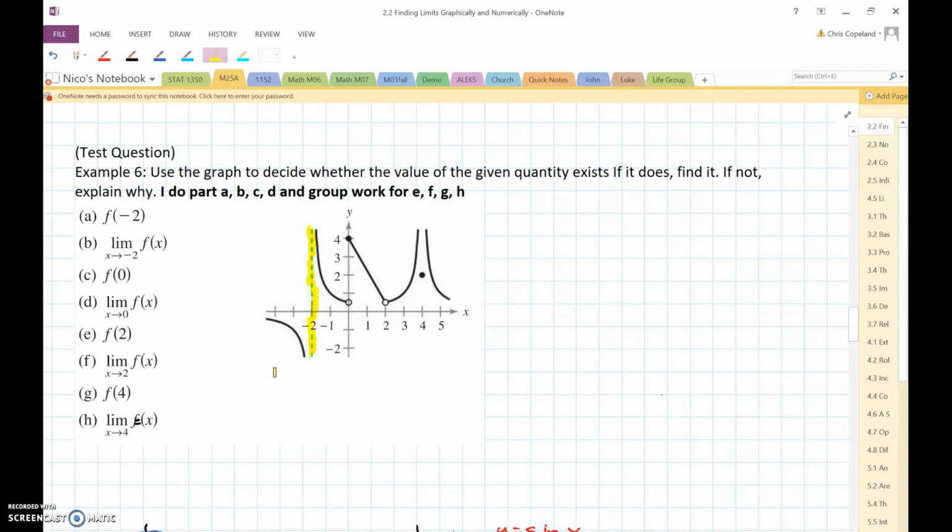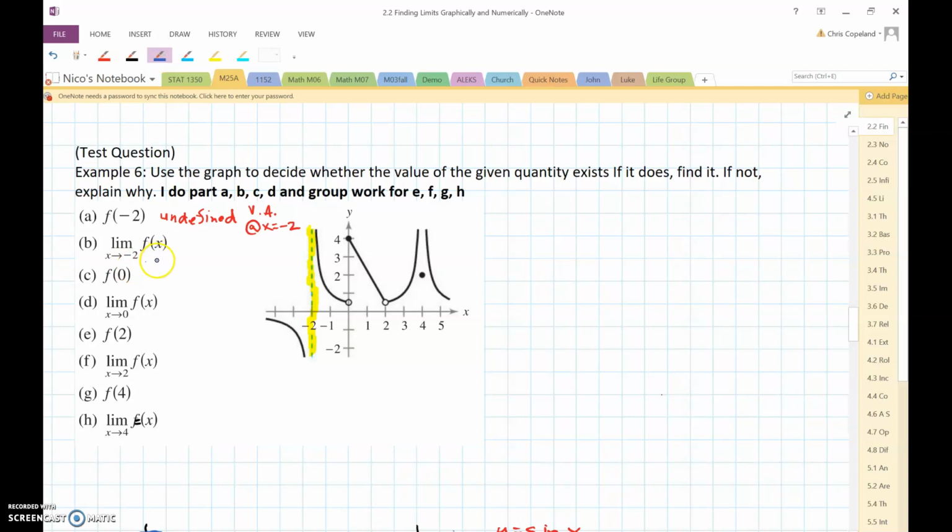we have a vertical asymptote here. So here, we would say, does not exist or undefined. And the reason why is because we have a vertical asymptote at x equals -2. Okay, so that's A. Let's look at B.